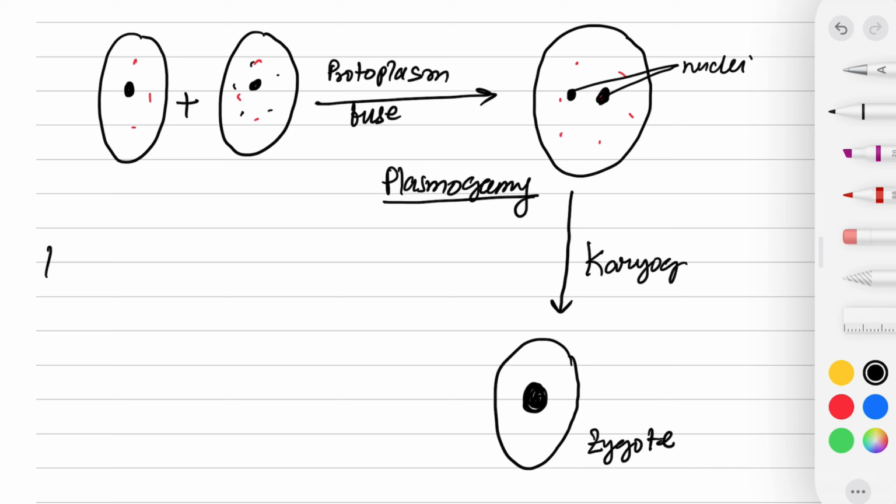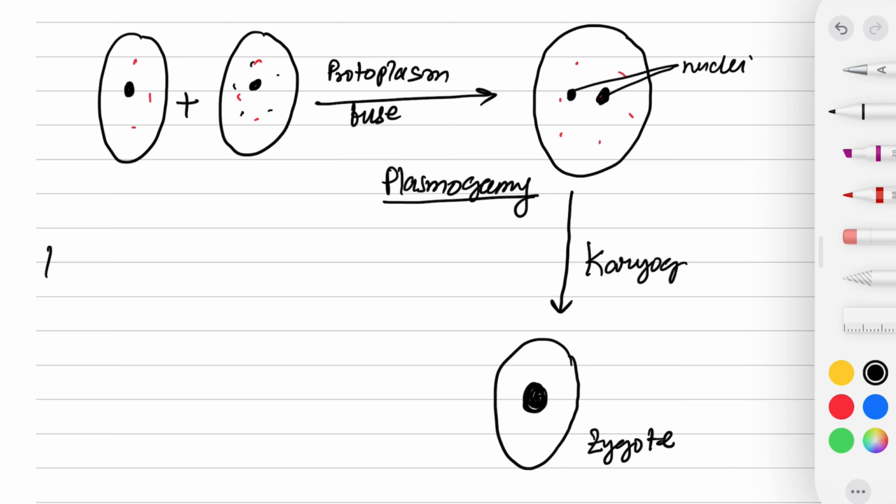Karyo means nuclei. The fusion of nuclei is called karyogamy. First, only the protoplasm or the cytoplasm fuse, but the nuclei don't fuse. So in a cell there are two nuclei. Later on, both the nuclei fuse, that is called karyogamy, to form zygote.